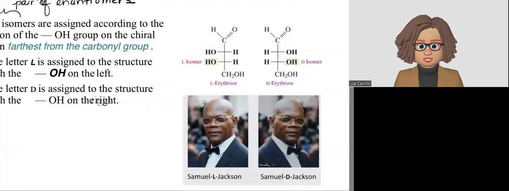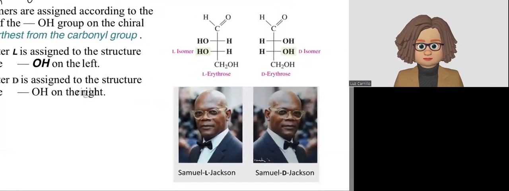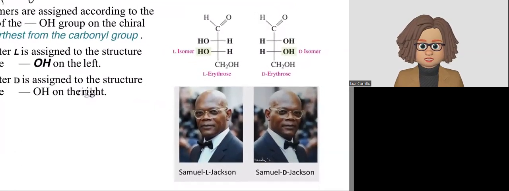Many years ago, I actually received this image from one of my friends from graduate school, which is just showing the illustration of this dichotomy between D and L. And we can see here that we have Samuel L. Jackson and Samuel D. Jackson, just basically utilizing an image in which one is looking towards the left and one that is looking towards the right as a reminder of what is L configuration versus D configuration.